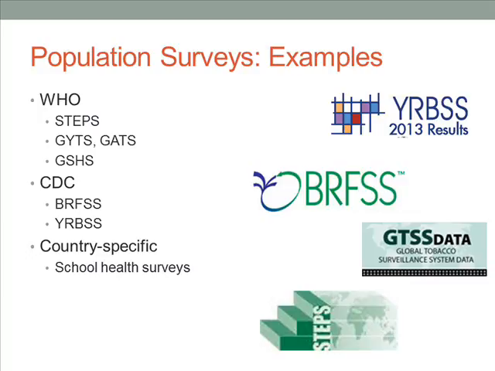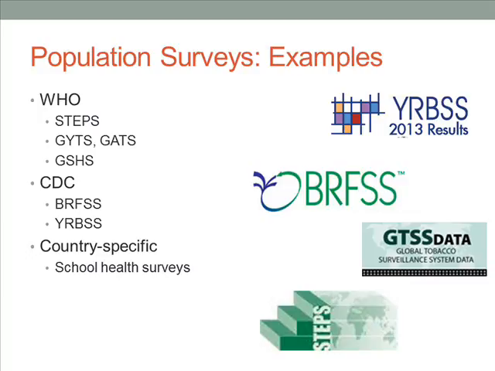The Global Youth Tobacco Survey, GYTS, is a school-based survey designed to enhance the capacity of countries to monitor tobacco use among youth and to guide the implementation and evaluation of tobacco prevention and control programs. The Global Adult Tobacco Survey, GATS, enables countries to collect data on adult tobacco use and key tobacco control measures.